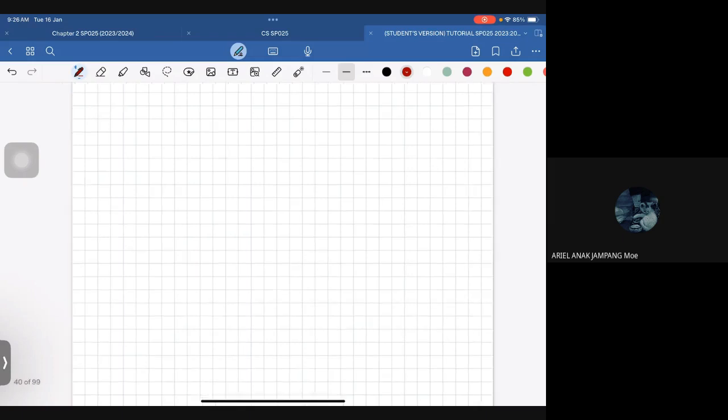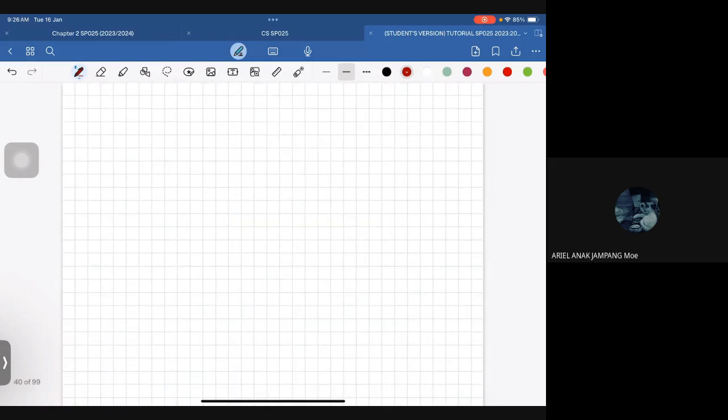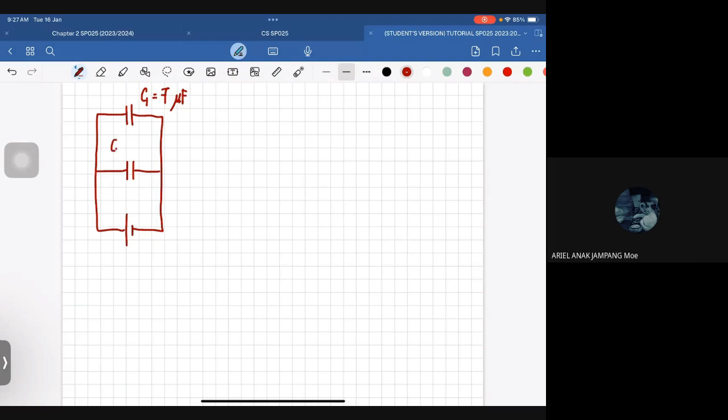Sekarang kita ada two capacitors connected in parallel. So satu, dua. And then it is connected to a 9-volt battery. Itu battery kita lah. Sekarang ni dia connected in parallel, so sepatutnya macam ni lah. Ini kita letak C1, 7 mil farad. This one is 13 mil farad. And then this is voltage 9 volt.